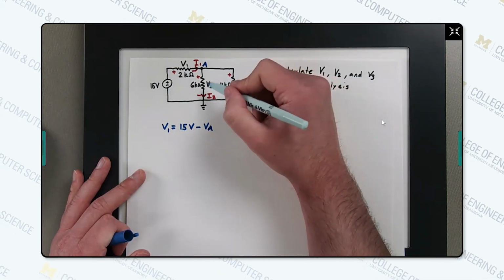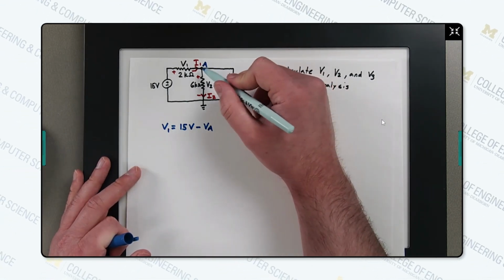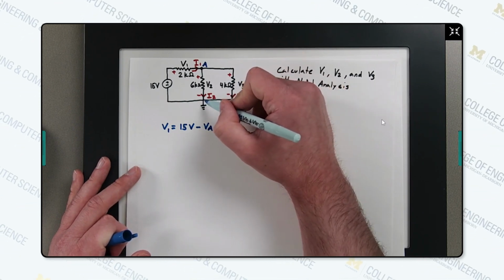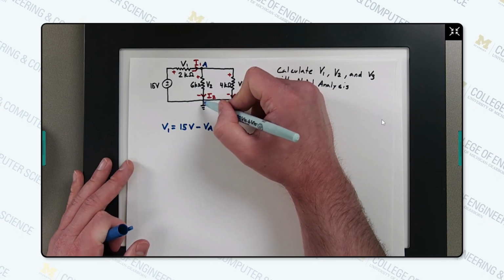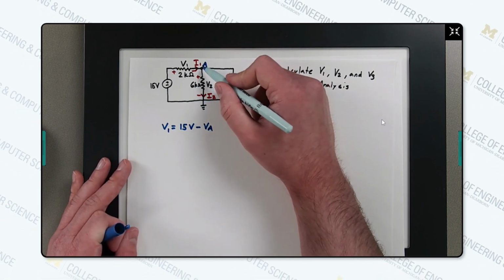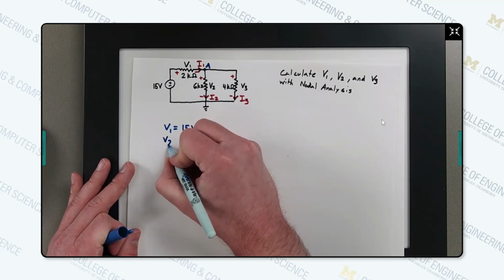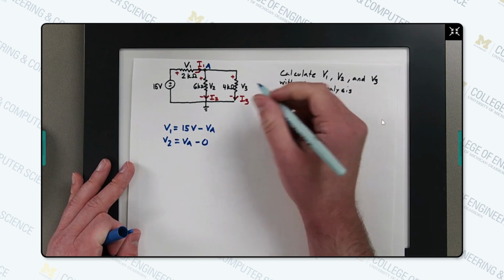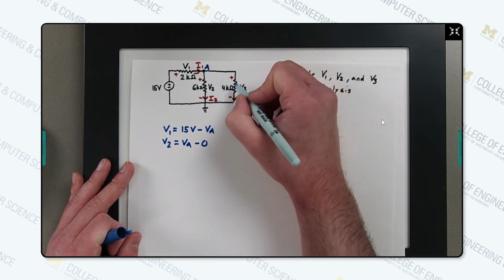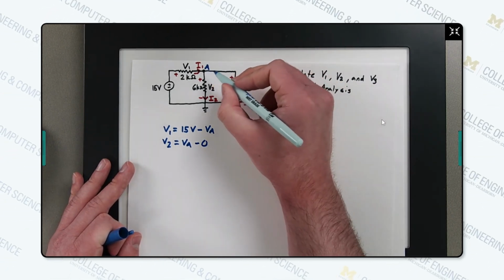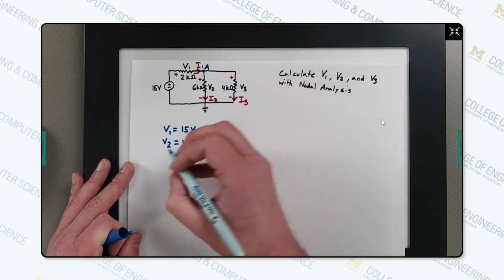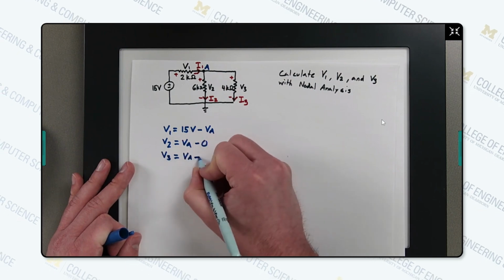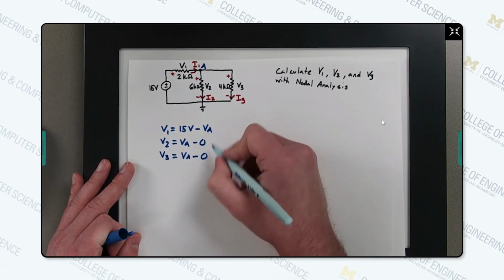Next, for V2, same thing. We take the voltage before it minus the voltage after it. We can see that this voltage down here is grounded, so the voltage here is 0. So for V2, it would be VA minus 0. And then for V3, we're looking at the voltage before it, which is also VA, and the voltage after it, which is also grounded. So V3 also equals VA minus 0. Now we have these three equations.